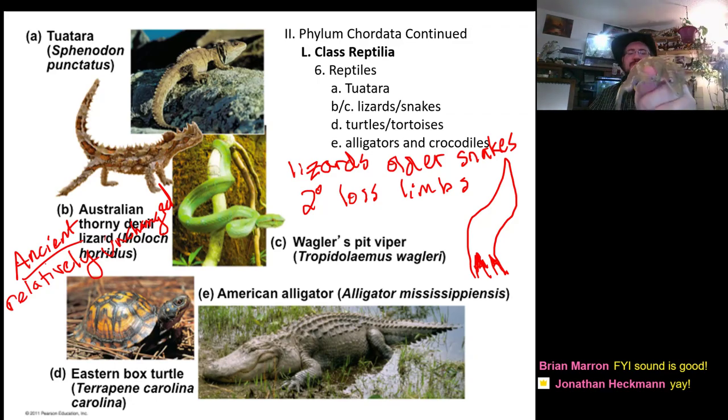There are some cool features of reptiles. One of them is that they do not have a diaphragm. Reptiles actually have a fundamentally different respiration setup than humans. They do have lungs, but they are referred to sometimes as box lungs.